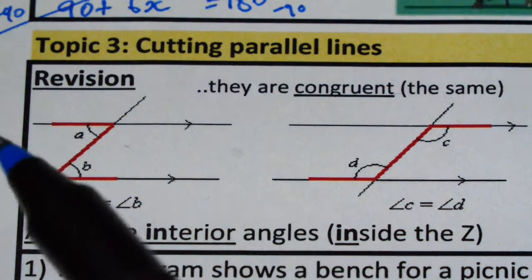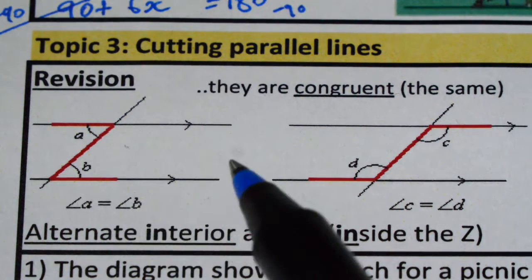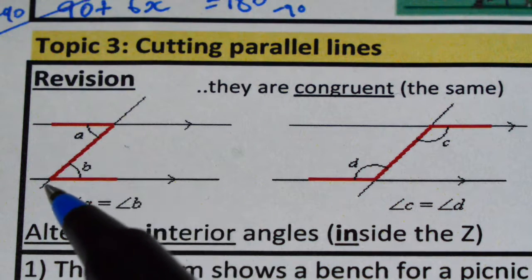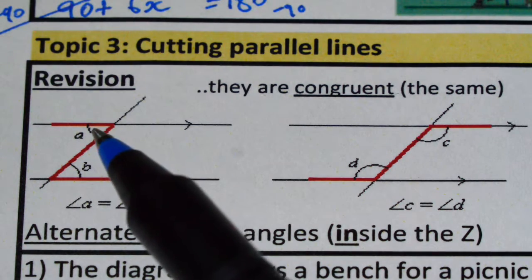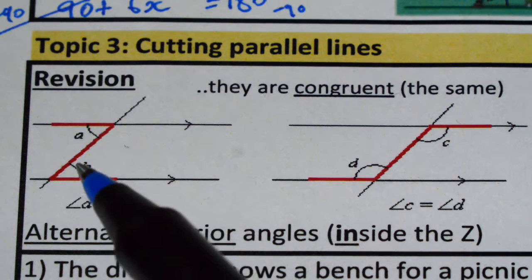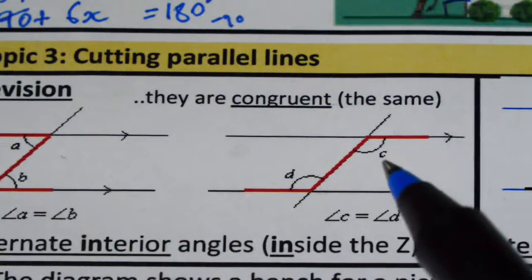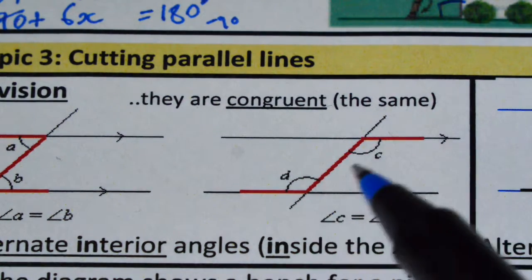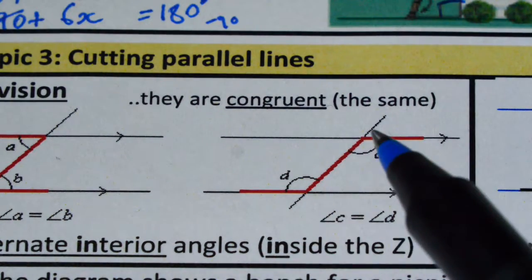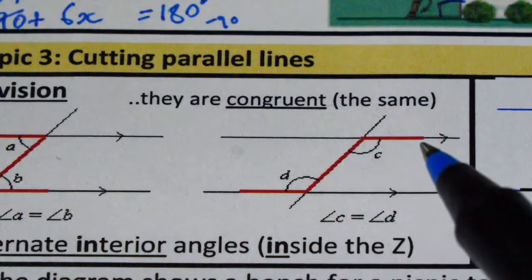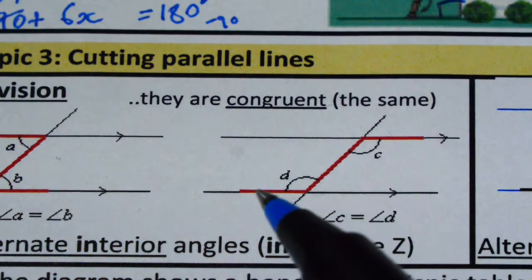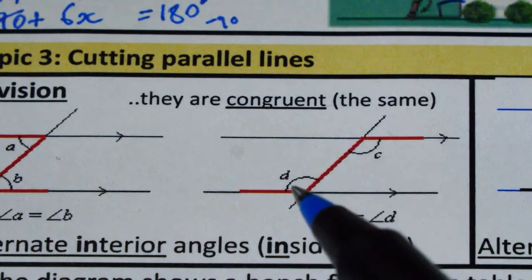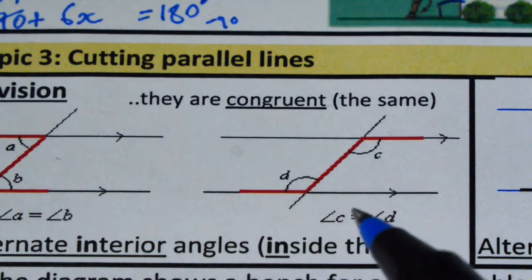This means when we have parallel lines and we cut the parallel lines, we make a Z. Inside the Z, these two angles are the same. Same here, if we cut these two parallel lines, we can make a Z here. Now it looks like a strange Z, but it's still a Z. Inside the Z, these two angles are the same.